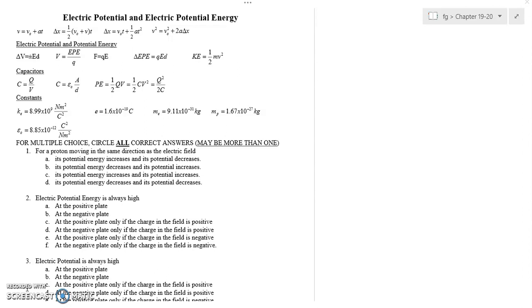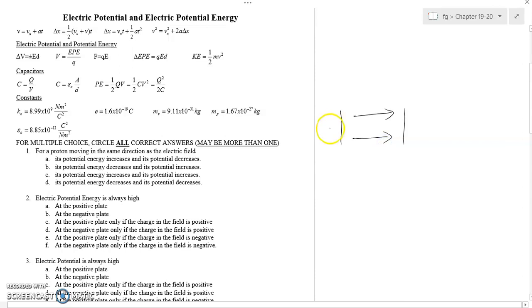So here we go. The first one, we have a proton moving the same direction as the electric field. Anytime I have a question like this, the first thing I'm going to do is draw a picture of that. It doesn't give us a specific direction, so I usually just draw the electric field to the right. The electric field always goes positive to negative, so I know this is the positive plate here, this is the negative plate here. And we have a proton moving the same direction, so I'm going to put a positive charge in here, going in the same direction as the electric field.